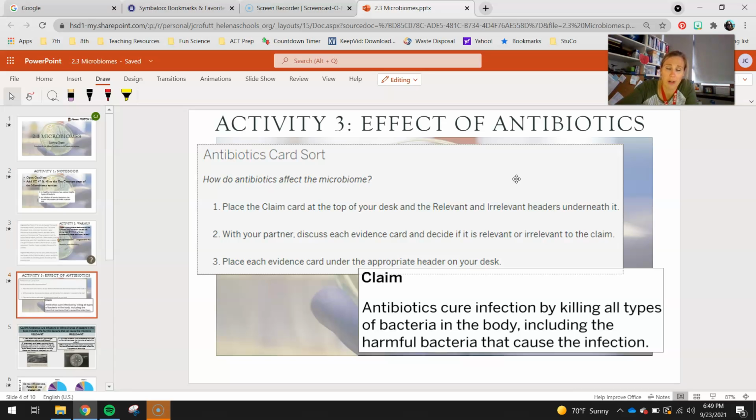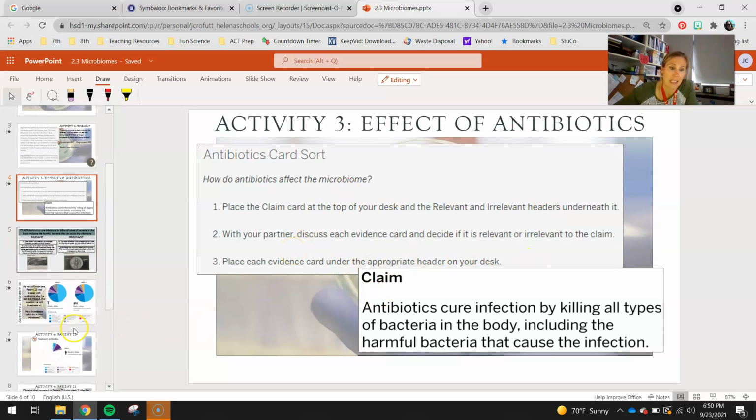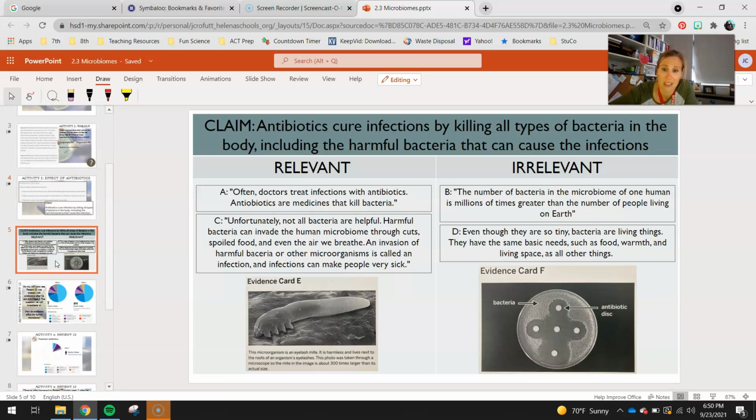Okay, with your partner, or by yourself at home, discuss each evidence card and decide if it is relevant or irrelevant to the claim. If you guys aren't really sure if it's irrelevant or relevant, you can leave it in the middle as well. Place each evidence card under the appropriate header. So here are your 6 evidence cards. Okay, so we've got evidence card A. Often doctors treat infections with antibiotics.